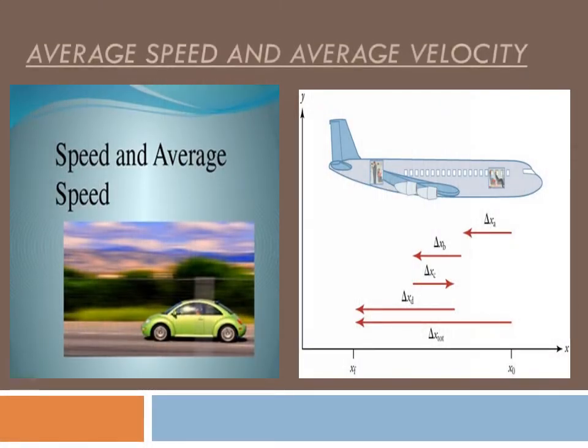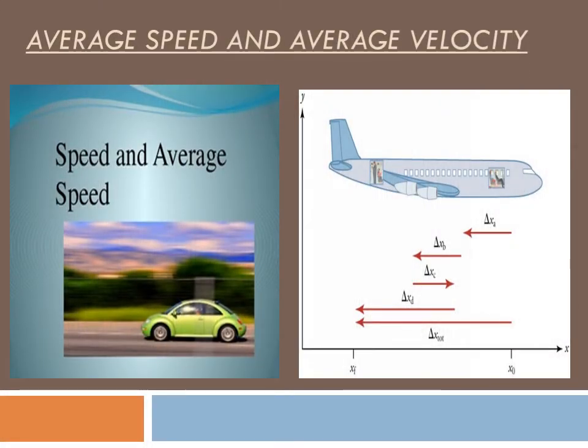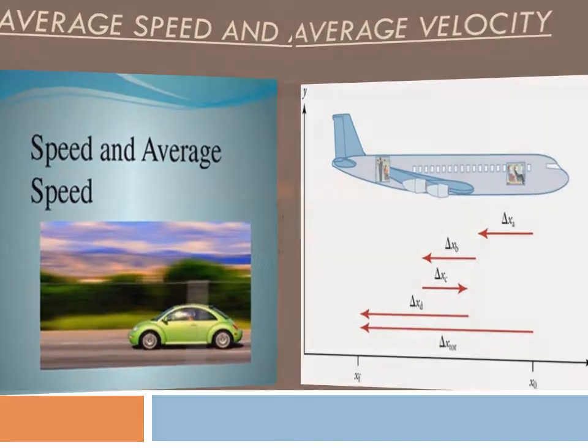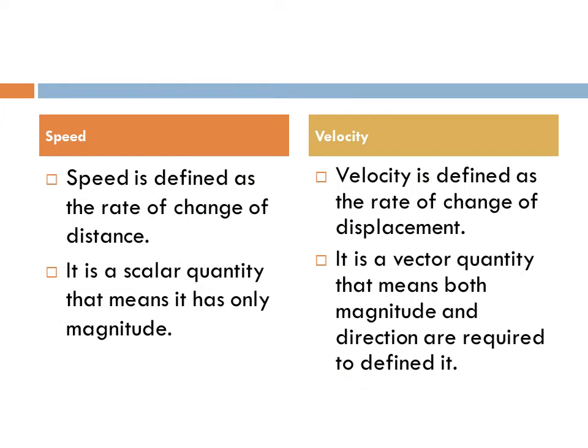Our topic is average speed and average velocity. Students, we know that motion is described by using some physical quantities like speed, velocity, distance, displacement and acceleration. So for understanding average speed and average velocity, what exactly are speed and velocity?